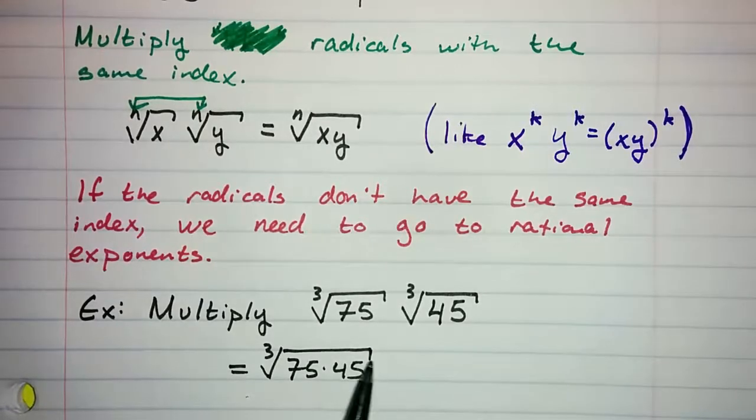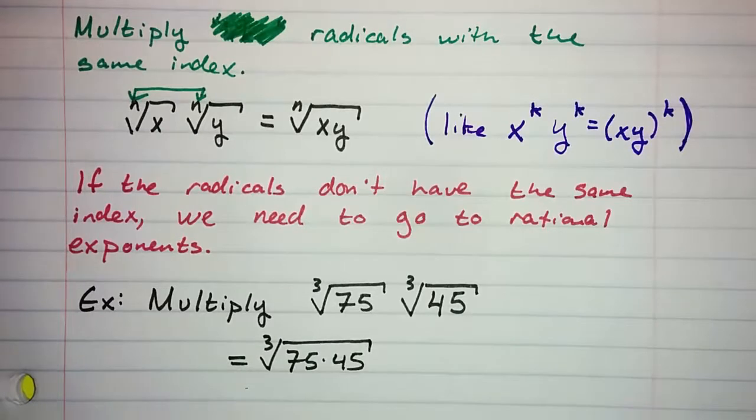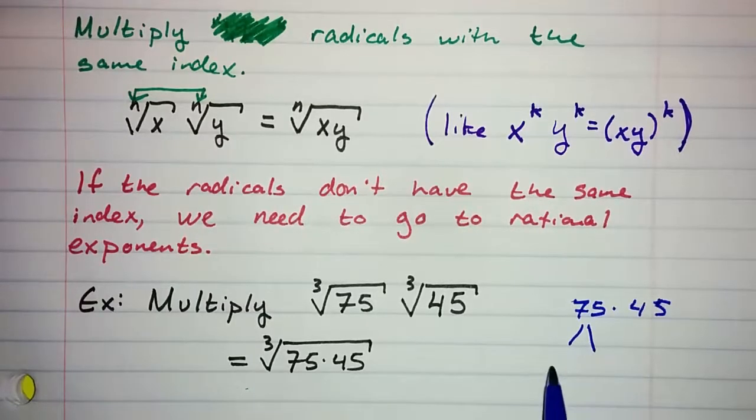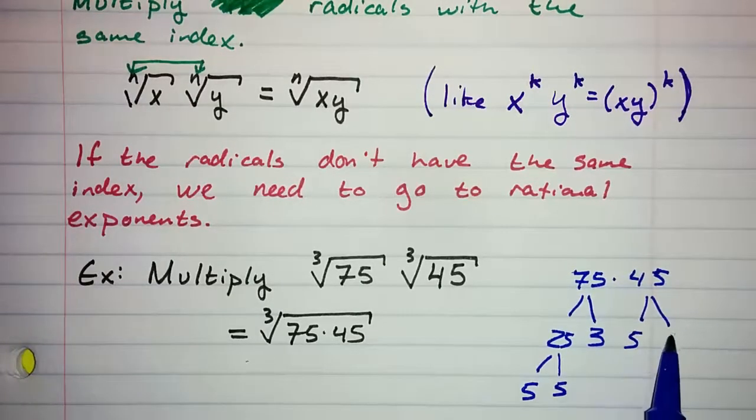And now if I want to simplify this, I'm going to want to factor this into primes. So I'm not going to actually multiply 75 times 45. Instead, I'm going to factor starting from here. 75 is 3 times 25, and 25 is 5 times 5. 45 is 5 times 9, and 9 is 3 times 3.